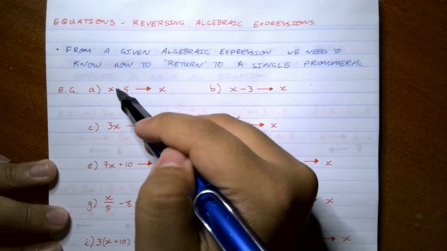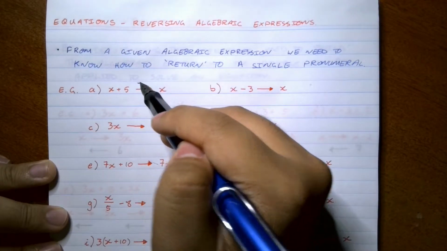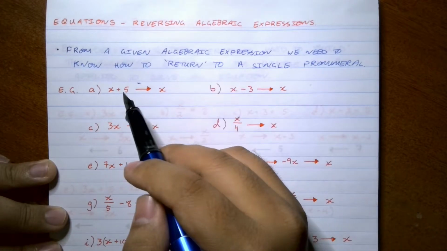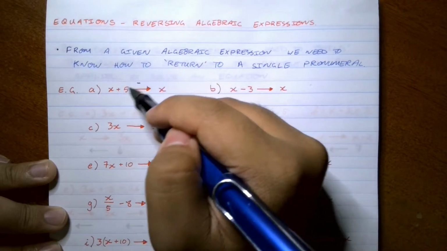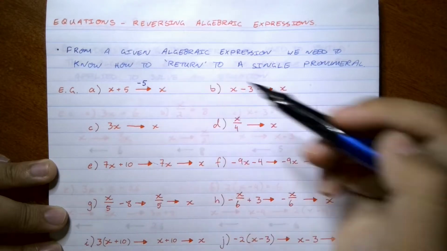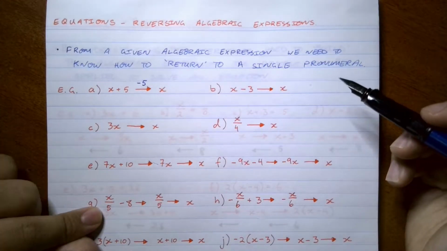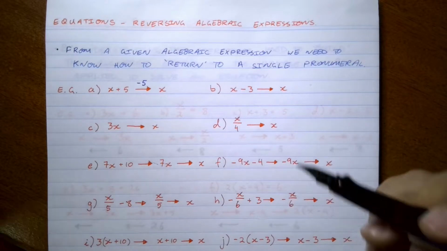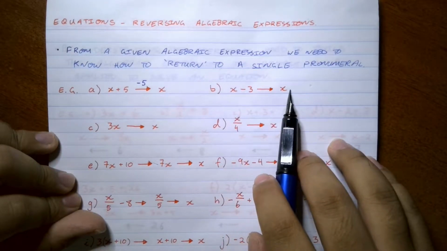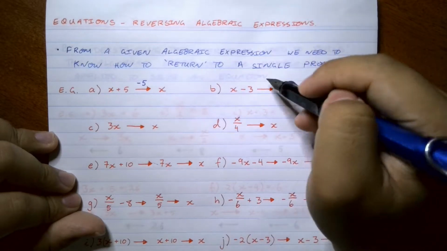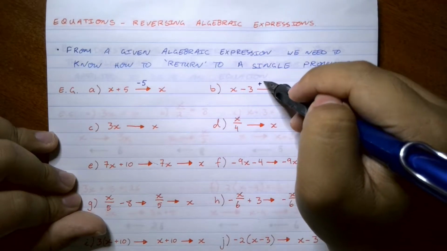Well, the opposite of adding must be subtracting. So we're going to be subtracting the same amount that it says here. So if it's plus 5, we subtract 5. Hope you can sort of see where this is going. If it's x minus 3 and we want to return to x by itself, well, we need to add 3.